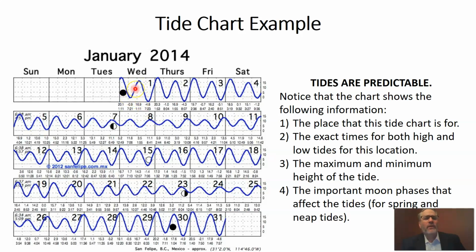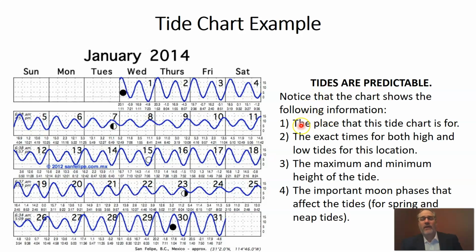I want you to note that this is put out before January. This is for January 2014. This is for someplace in Mexico. It says San Felipe. And I want you to notice that we have an entire month worth of tidal predictions. So the thing that I want you to keep in mind, even though I don't need you to know how to read a tidal chart, is that the tides are very predictable. We understand the motions of the sun and the earth and the moon, and we're able to predict those tides.